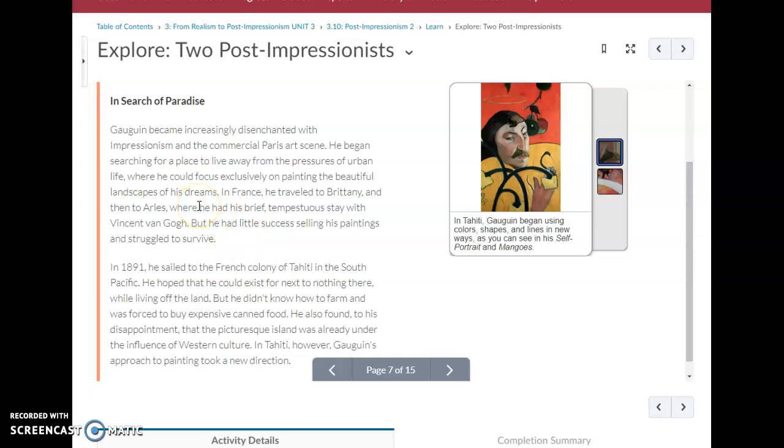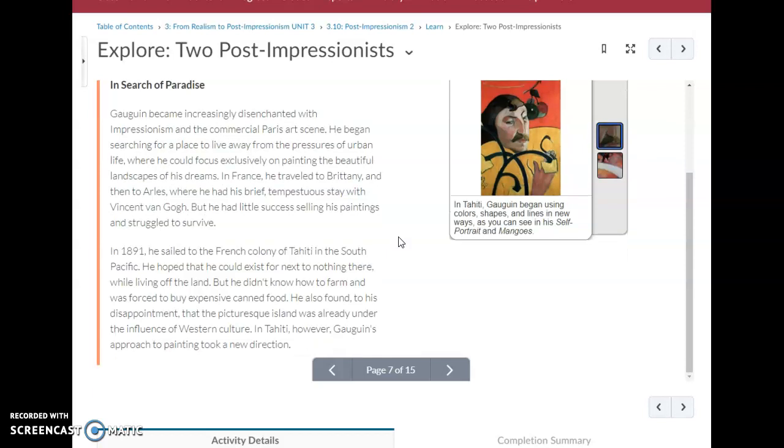He tried living in Brittany. He tried going to Arles, where he stayed with Van Gogh for a brief, meaning short, tempestuous, meaning they didn't get along very well, stay with Vincent van Gogh. But he wasn't selling his paintings, and he was struggling to make ends meet and make enough money to survive.